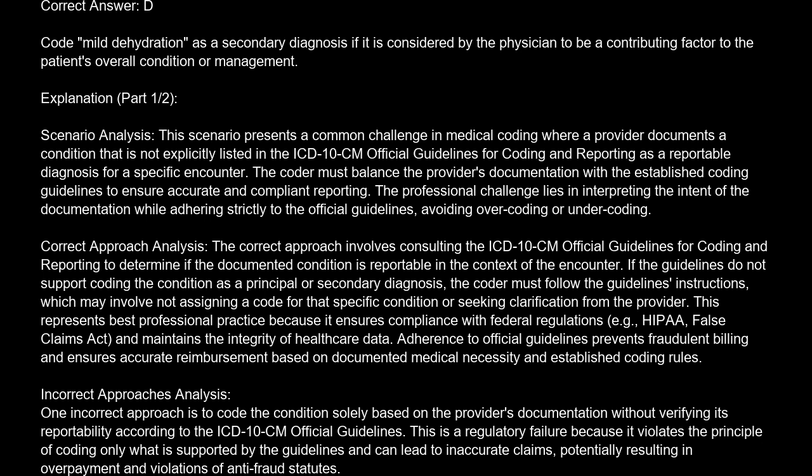Correct approach analysis. The correct approach involves consulting the ICD-10-CM official guidelines for coding and reporting to determine if the documented condition is reportable in the context of the encounter. If the guidelines do not support coding the condition as a principal or secondary diagnosis, the coder must follow the guidelines' instructions, which may involve not assigning a code for that specific condition or seeking clarification from the provider.